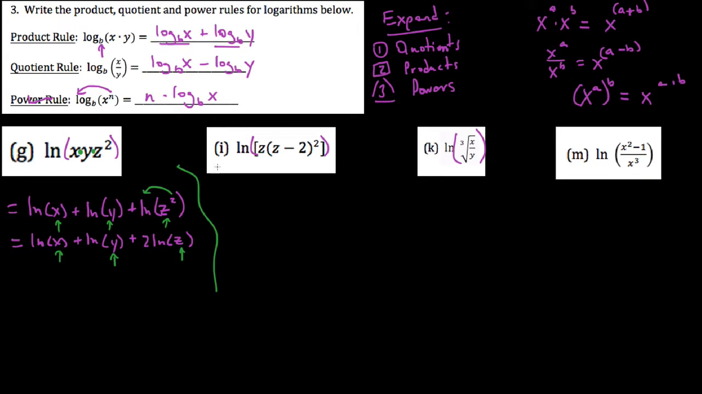As we look at these next three, they look a little more complicated. In this one, we're taking the natural log of z times z minus 2 squared.